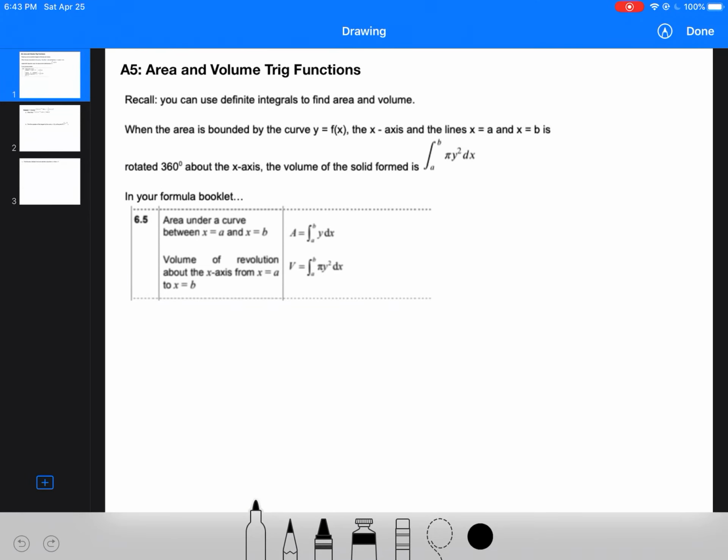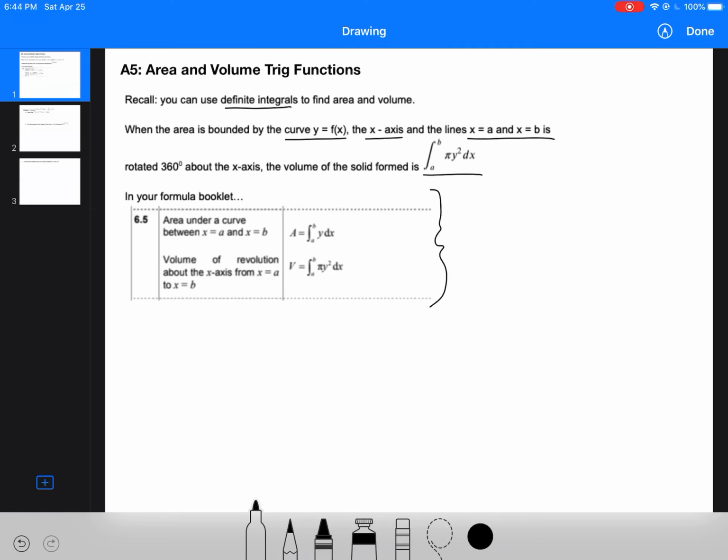This video is just a reminder about area and volume using trig functions. So remember, you can use definite integrals to find area and volume. When the area is bounded by the curve y equals f of x, the x-axis, and the lines x equals a and x equals b, the volume of the solid formed is the integral from a to b of pi y squared. This represents the radius of that solid that is being rotated.